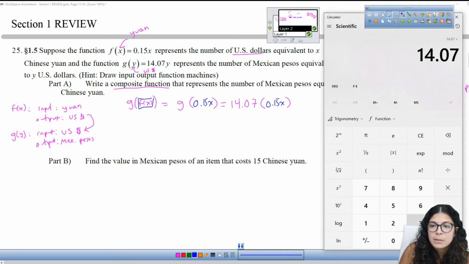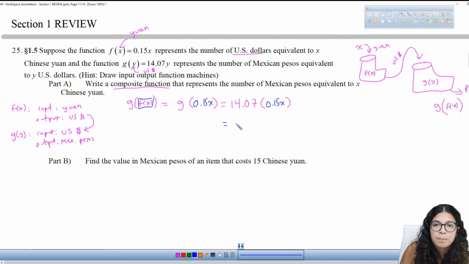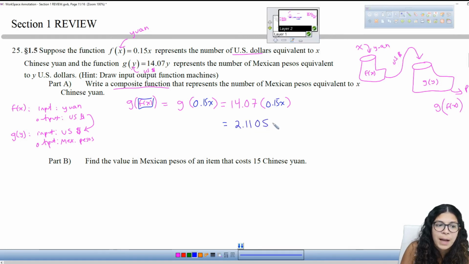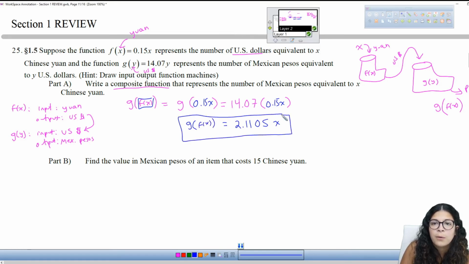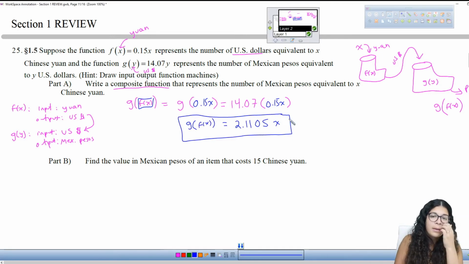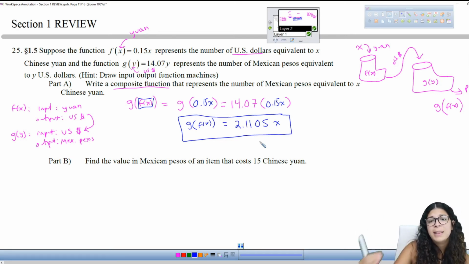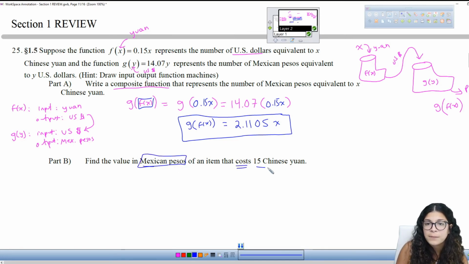14.07 times 0.15 equals 2.1105x. So G of F of X equals 2.1105x. And this is the function that I can use. I can input any X value, and that will output pesos. I can input any yuan, and that will give me pesos. So find the Mexican pesos for an item that costs 15 yuan.